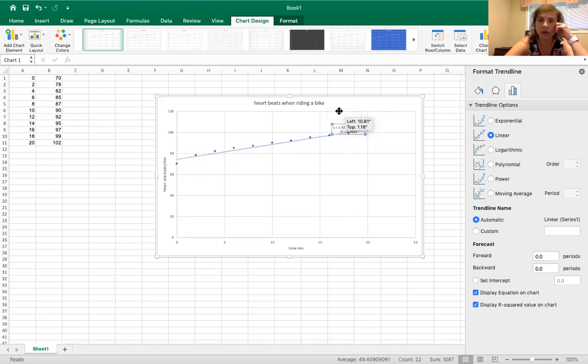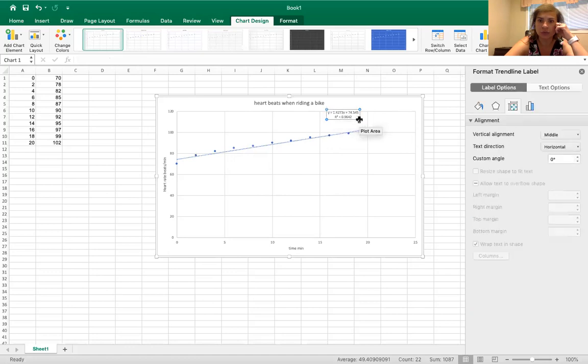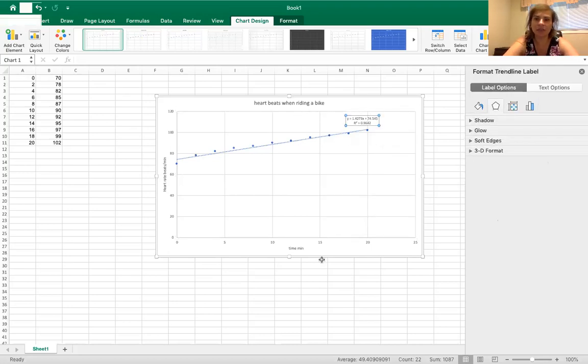And then I'm just gonna move the equation so I can see it. You can make it bigger if you want. Okay, I don't know what's going on here. There you go. Nope, it's not allowing me to make it bigger, but I have the equation here.